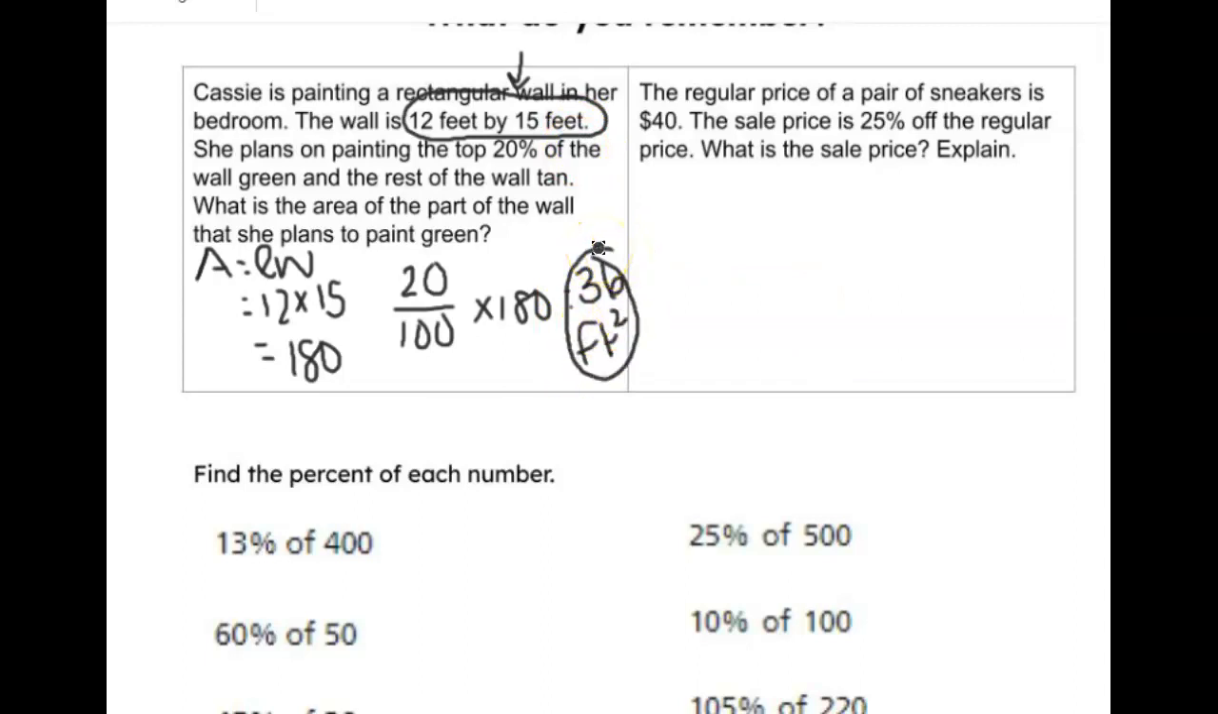So that was a two-step problem. And the reason we had to find the area first is because they didn't give us the total number. We had to find that.